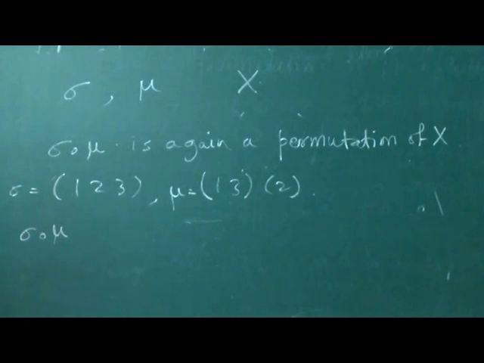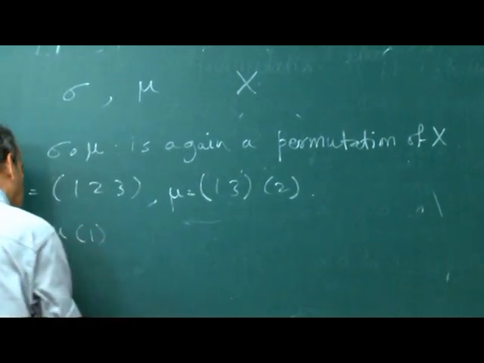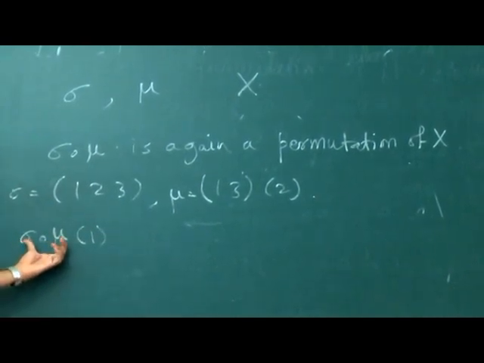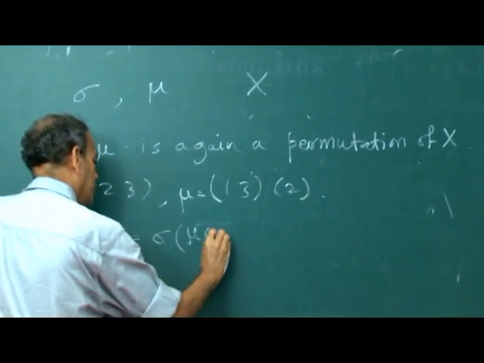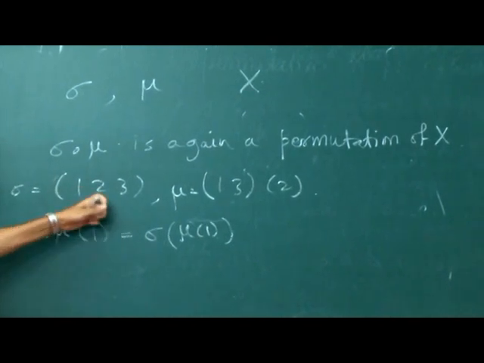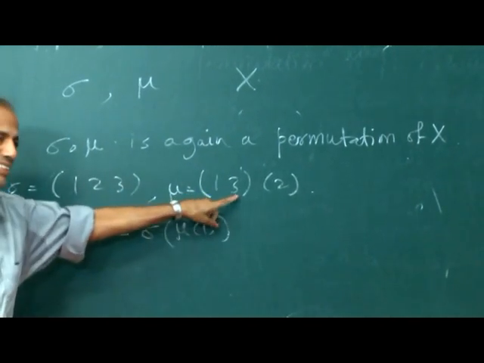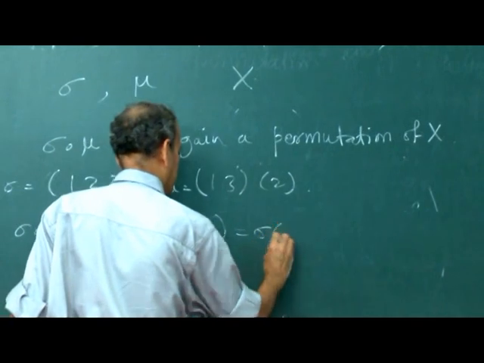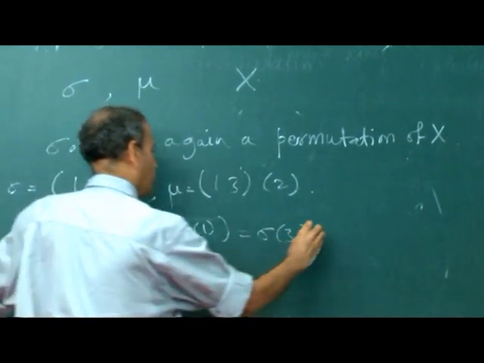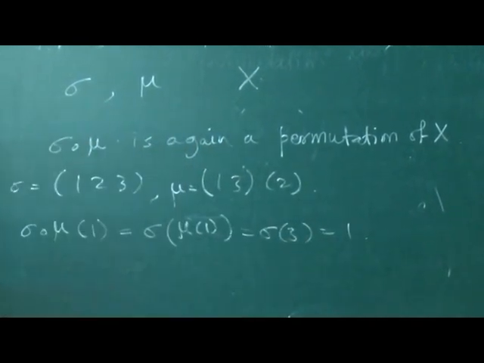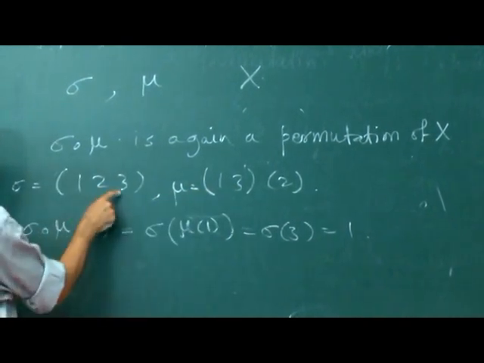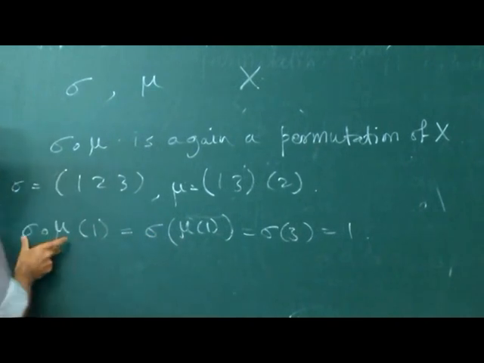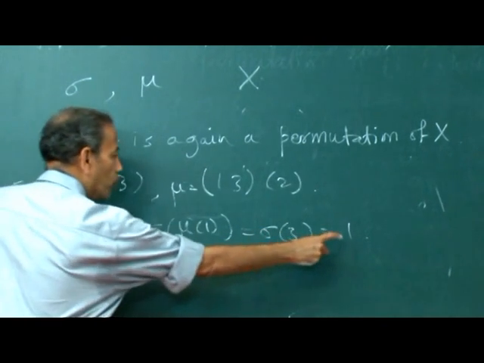What do you mean by composition? That means sigma composed with mu takes 1 to sigma of mu of 1. But mu of 1 is what? Mu of 1 is 3. So this is sigma of 3. And sigma of 3 is 1. So mu takes 1 to 3 and sigma takes 3 to 1. So overall, the composition of sigma and mu takes 1 to 1.